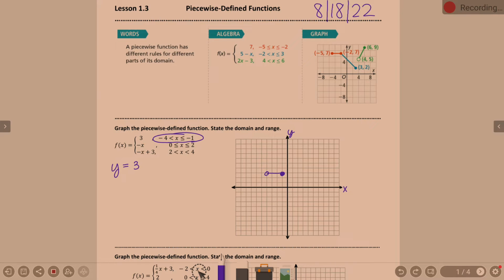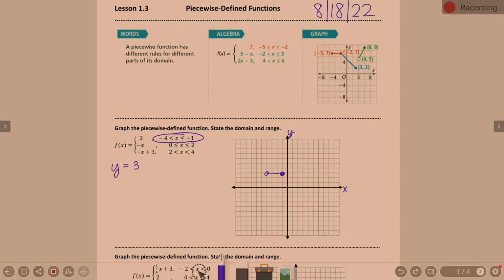Negative 4, is there an equal to under that sign? No. So then we use the open circle. And the open circle says that negative 4 is excluded. It goes all the way up to negative 4, so negative 3.9999999, but it does not include negative 4. Okay?